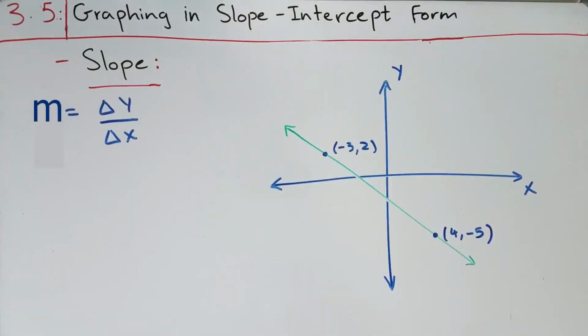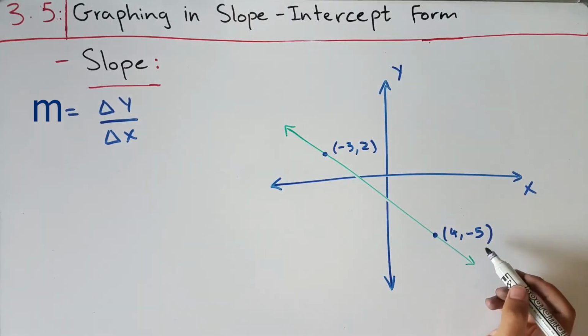But when you're talking about the slope of a line, you're not always given your change in x or the change in y for the line. You may be given 2 points, which you can use to find the slope.